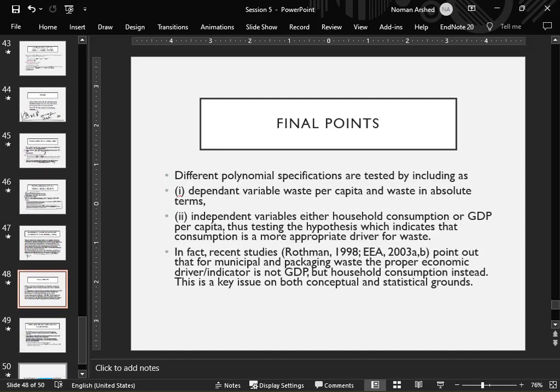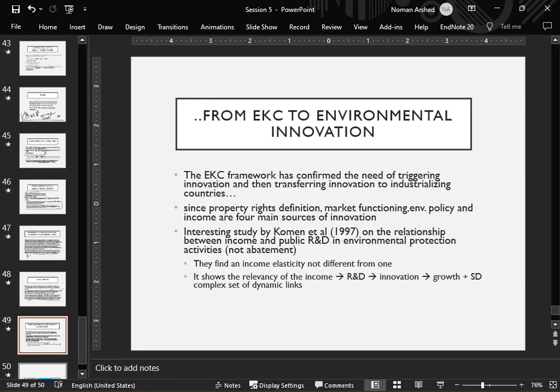Final points: different polynomial specifications are tested by including dependent variables of different types, and then independent variables in terms of consumption or GDP, or some others use the production side. In fact, recent studies by Rothman and the EEA pointed out that for municipal packaging waste, the proper economic indicator is not GDP but household consumption, and this is a key issue for both conceptual and statistical grounds. Meaning people are currently deciding how to test it.